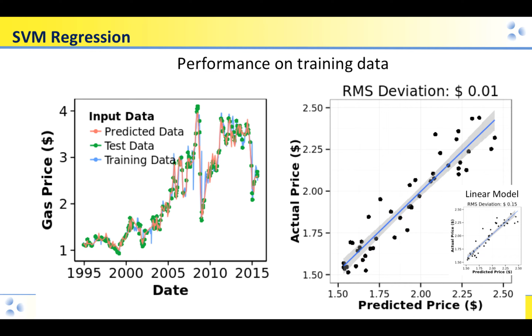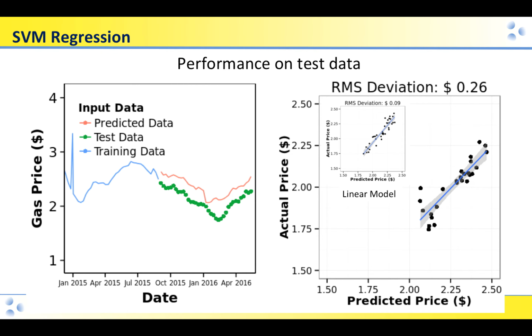In terms of the predictions, the training of the data and the test data, it does actually a significantly better job. The linear model had an RMS deviation of about 15 cents, and the SVM regression, the support vector machine regression, has an RMS deviation of about a penny. So it's about 15 times better in terms of predicting the historical data.